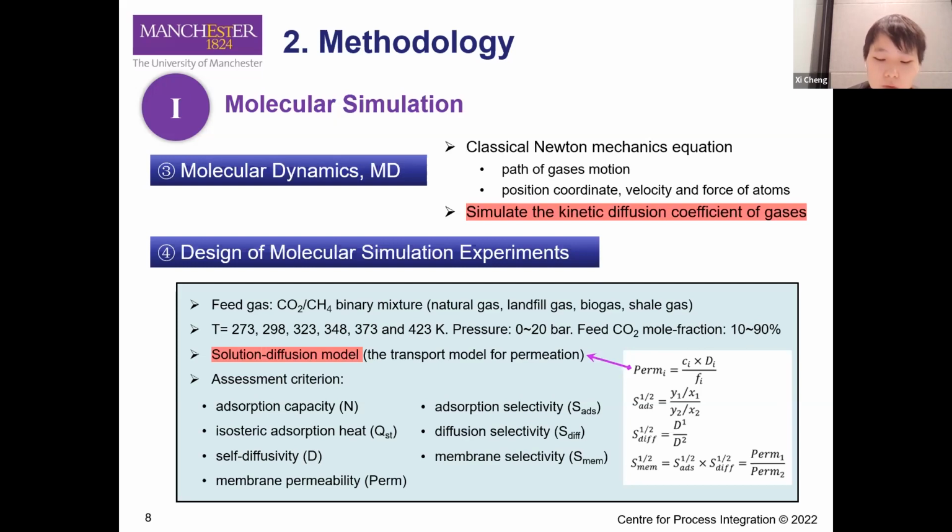Binary gas mixtures with different ratios can be used as the feed for natural gas, landfill gas, biogas, and shale gas. Six temperatures with pressures between 0 and 20 bar, as well as feed CO2 fractions from 10% to 90%, are selected as the membrane separation process conditions. The solution-diffusion transport model is also used to calculate the permeability. And here are the 7 criteria used to evaluate the adsorption-based storage performance and the permeation-based separation performance.